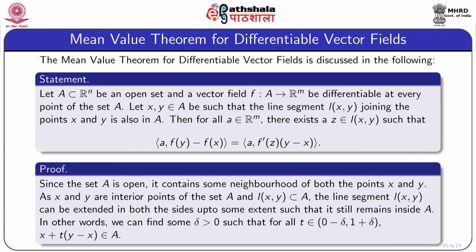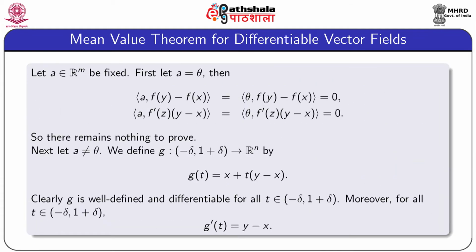Since the set A is open, it contains some neighborhood of both the points x and y. As x and y are interior points of the set A and L_xy lies entirely within A, we can extend the line segment with endpoints x and y in both the sides up to some extent such that it still remains inside the set A. In other words, we can find some positive delta such that for all t belonging to (minus delta, 1 plus delta), x plus t times (y minus x) still lies within A.